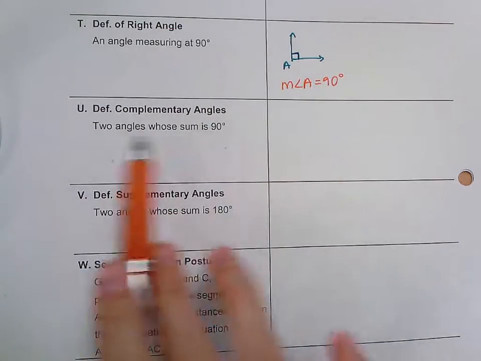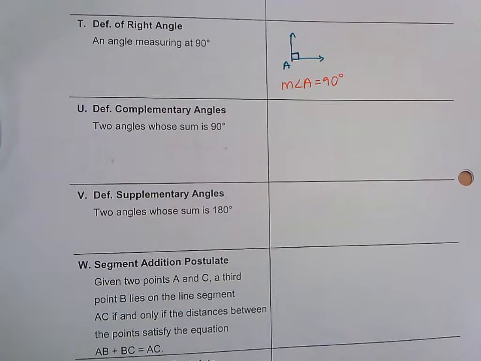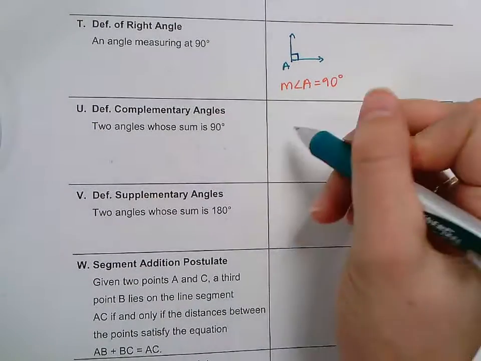Then we have the definition of complementary, two angles whose sum is 90. So complementary is adding to 90. I'll just draw one picture here.